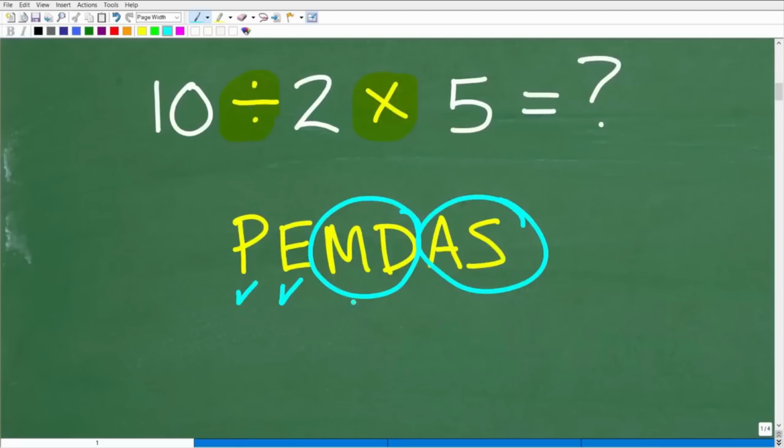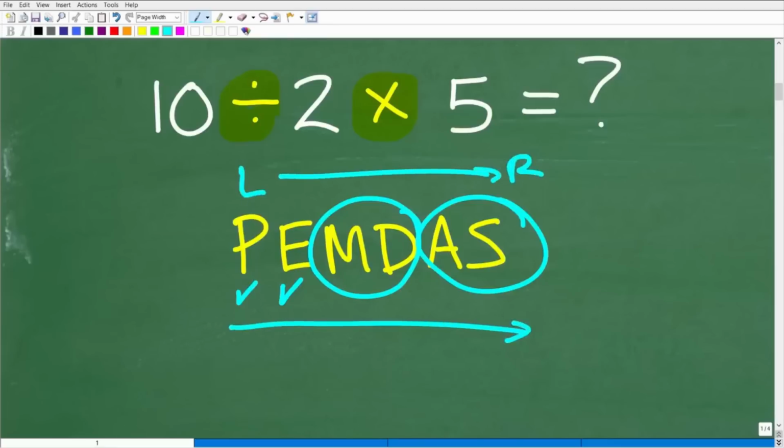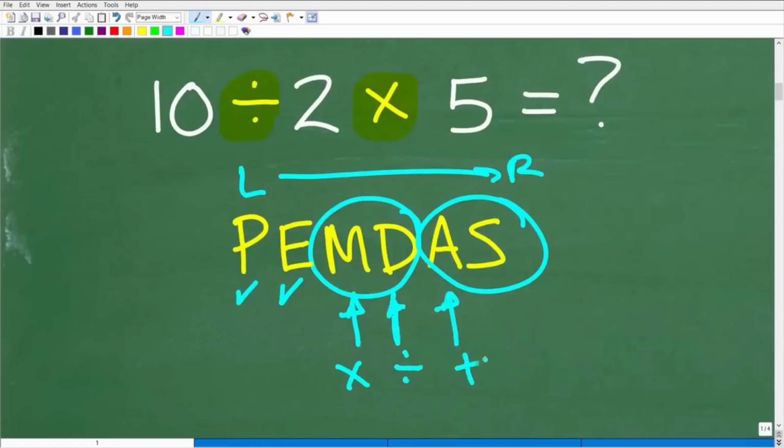Most people think that you're going to do this in a strict left to right order. In other words, what you see from the left-hand side, you're just going to go to the right-hand side, in that exact order. In other words, you're always going to do multiplication before division. And that makes sense. And then, of course, you would do addition before subtraction. However, that's not the way this works.